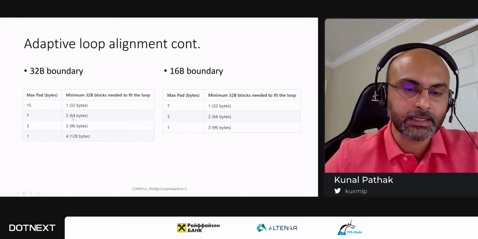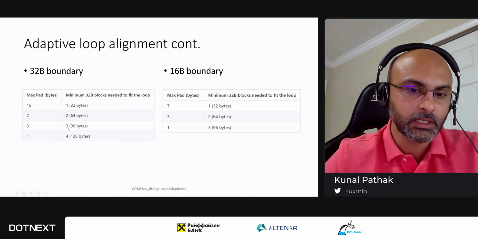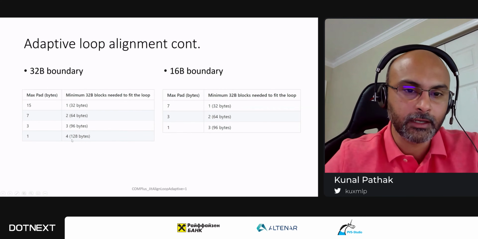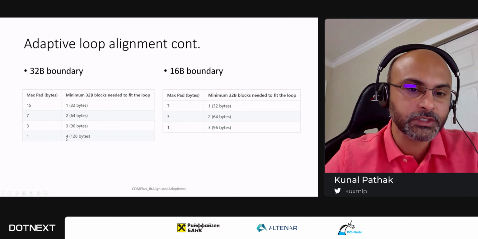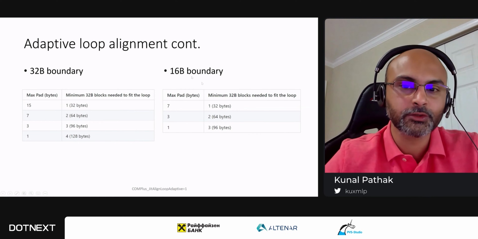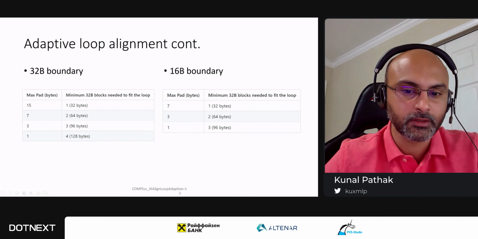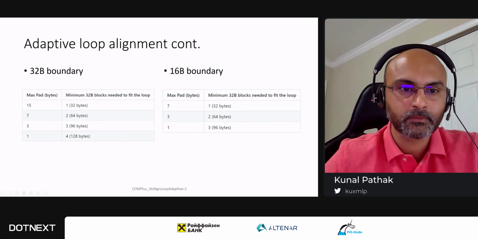If the loop needs two chunks, then we will reduce the padding to 7 bytes. If the loop needs 3 chunks, then we just add padding up to 3 bytes. And if it can fit in 4 chunks, then it will just add padding of max 1 byte. And if all this doesn't work, then we'll try to align it to the 16 byte boundary with these parameters that you see in the right hand table. And you can change the adaptive versus non-adaptive algorithm by using this environment variable that you see at the footer.